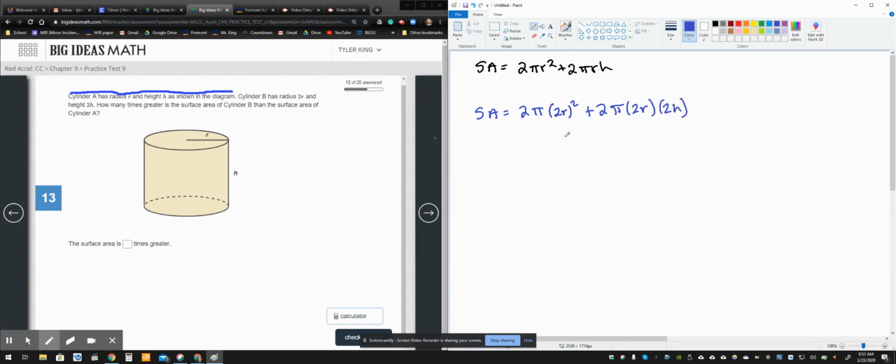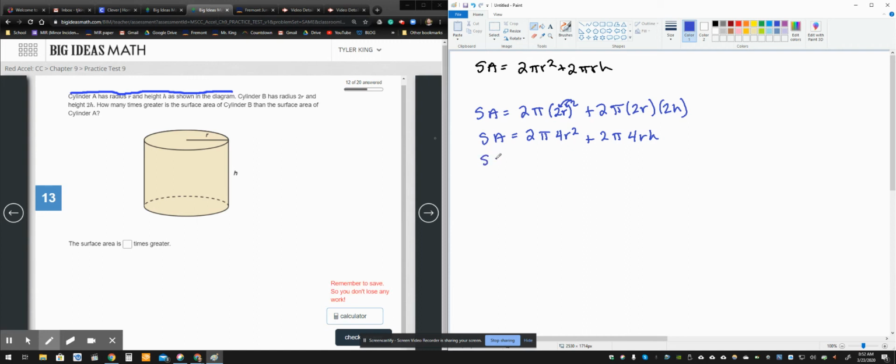Okay, so when we're looking at this, we can start trying to simplify. We're going to see that our surface area is equal to 2 pi, and now this is going to go to both of these things here. So this is going to become 4r squared plus 2 pi, and then 2r and 2h is going to become 4rh, right? So we can continue simplifying.